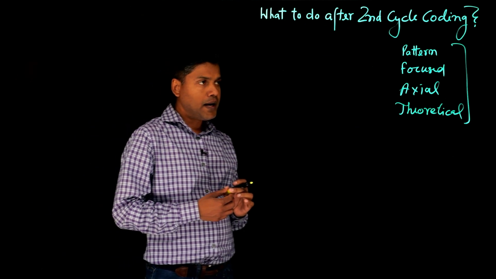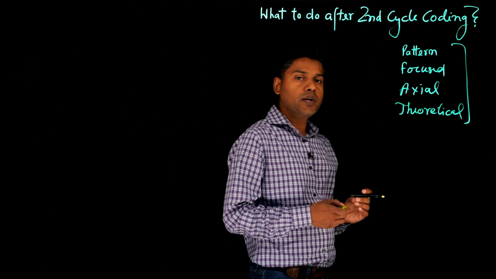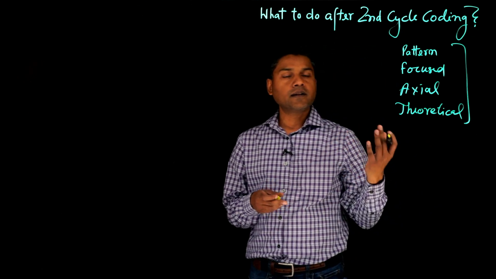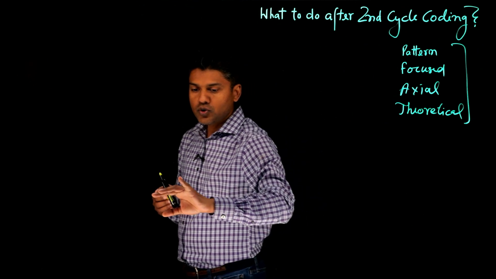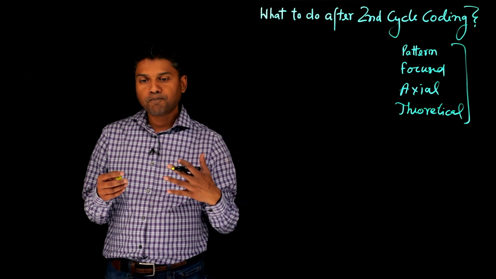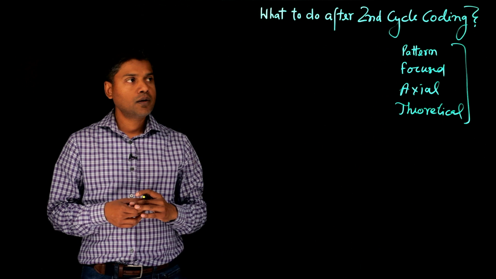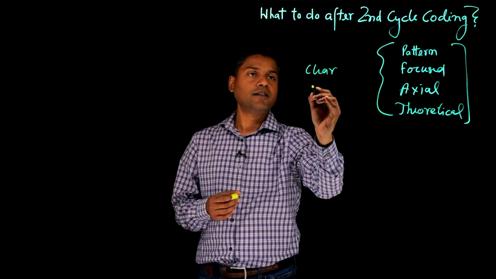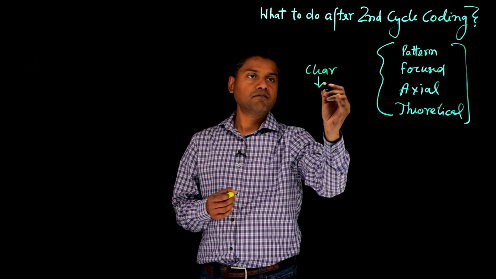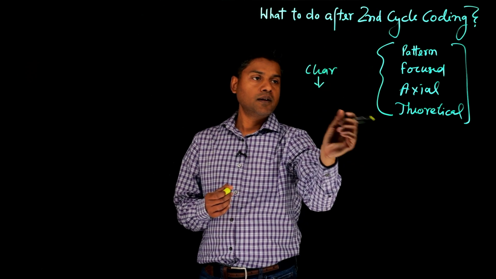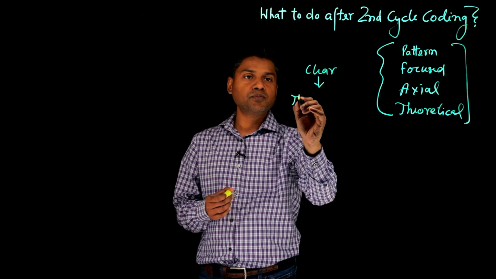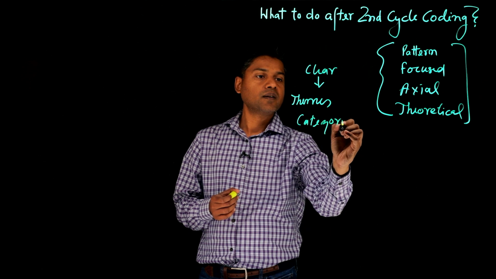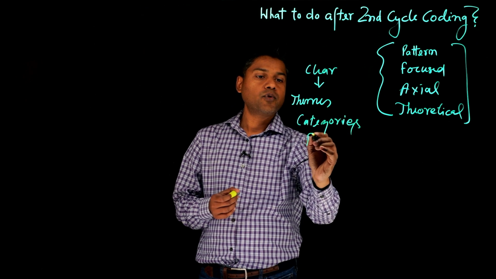Now, by the time you are done with first cycle coding methods and second cycle coding methods, I'm sure you will reach a stage where you will have clear ideas and understanding of your data in terms of the emerging themes, categories, and processes.